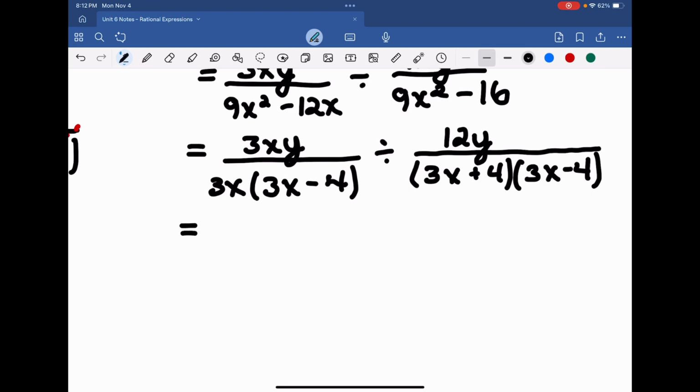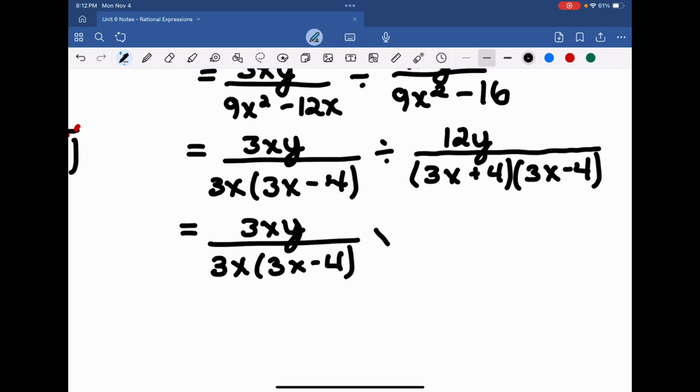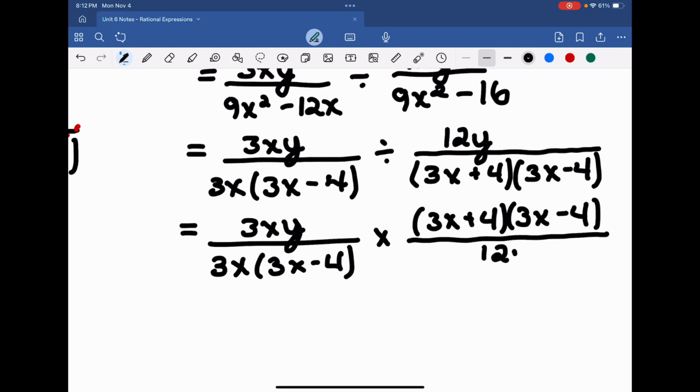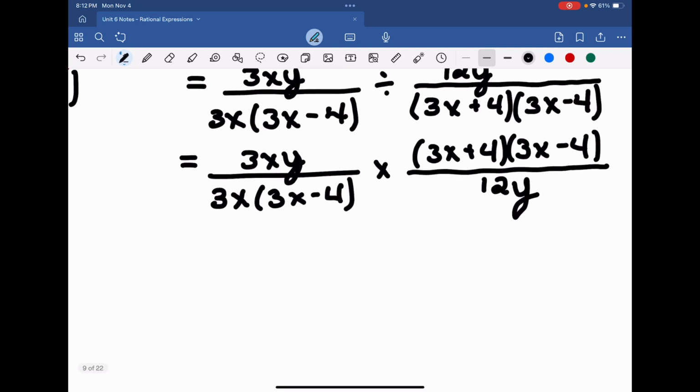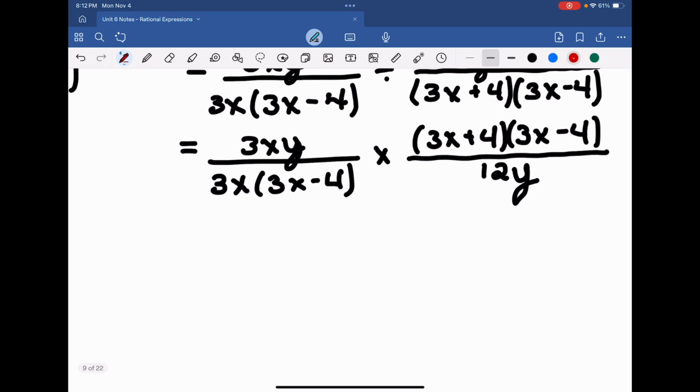Now we can do our flip step. So this is going to be equal to 3xy divided by 3x, and then 3x minus 4, multiplied by, in the numerator, 3x plus 4, and then 3x minus 4, all divided by 12y. Excellent. Now from here, let's make sure we do some sort of cancellation if possible. Actually, no, not cancellations, NPVs.